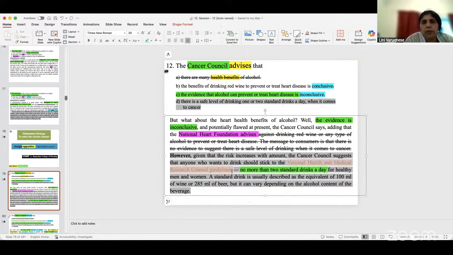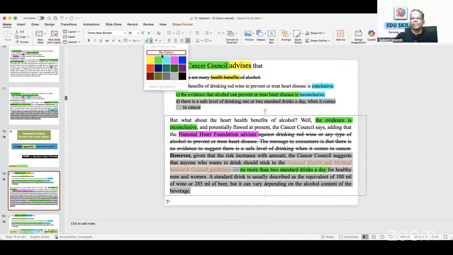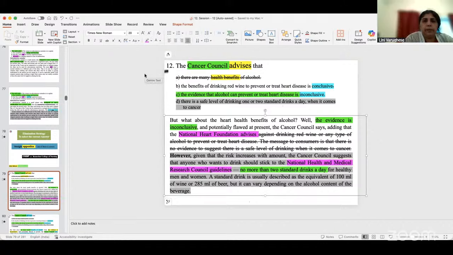Who is saying it? National Health and Medical Research Council. The question is asking about whom? Cancer Council. Okay. So do we need that for this answer? No need. Is that clear?